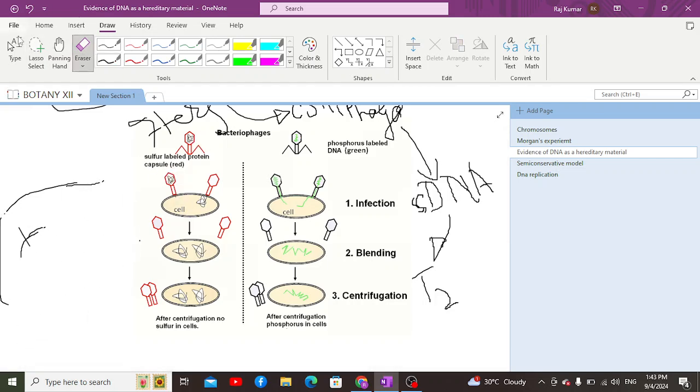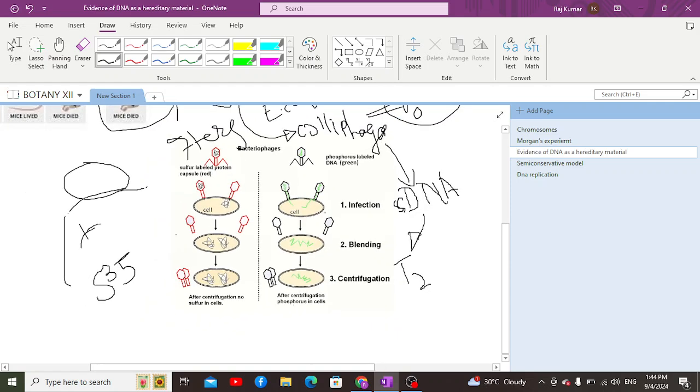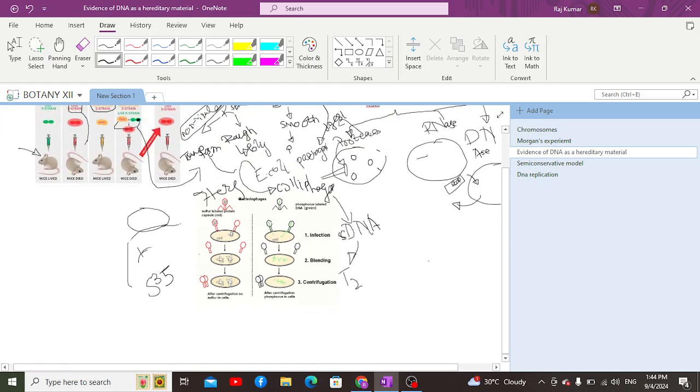Apart from which, in the current experiment we are focusing on, they prepared a T2 bacteriophage culture, and within that culture they introduced a radioisotope of sulfur, sulfur-35, and in another culture they introduced a radioisotope of phosphorus, phosphorus-32.